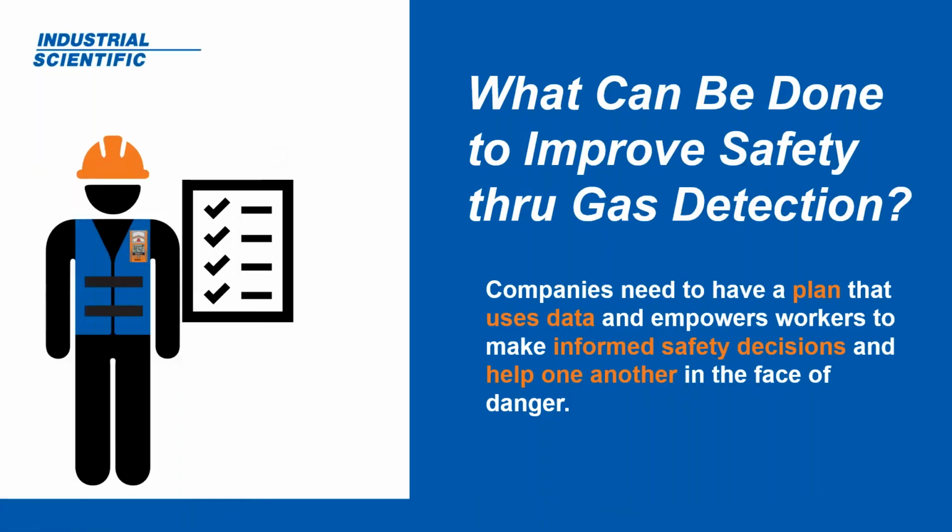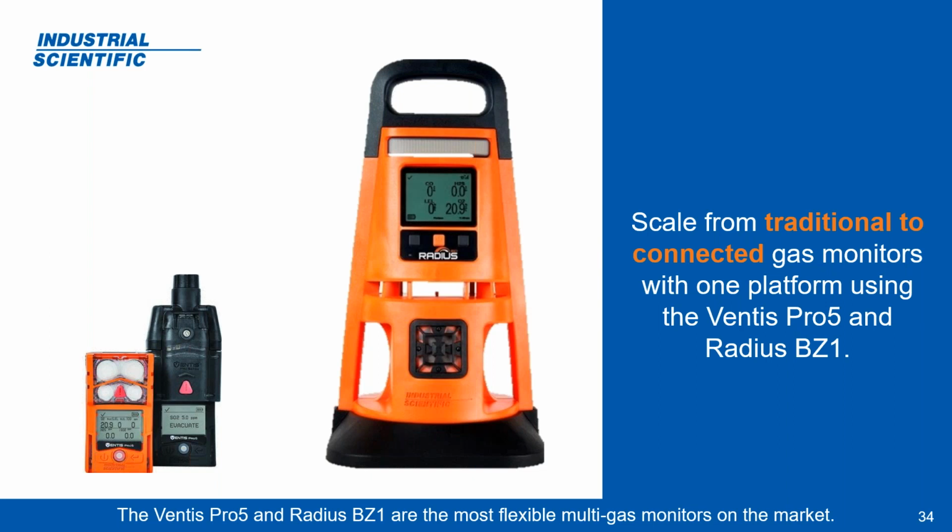So what can be done to improve safety through your gas detection program? Well, first, you need to have a plan. And that plan needs to use data like I've talked about today, and it needs to allow your workers to make informed decisions and help one another and work together in the face of danger, when they encounter hazards, when they encounter problems in the field.